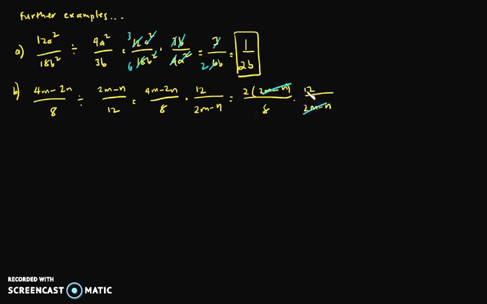So both are divisible by 4. So this will become 2, this will become 3. Okay, divisible both by 2. So the answer is simply 3.